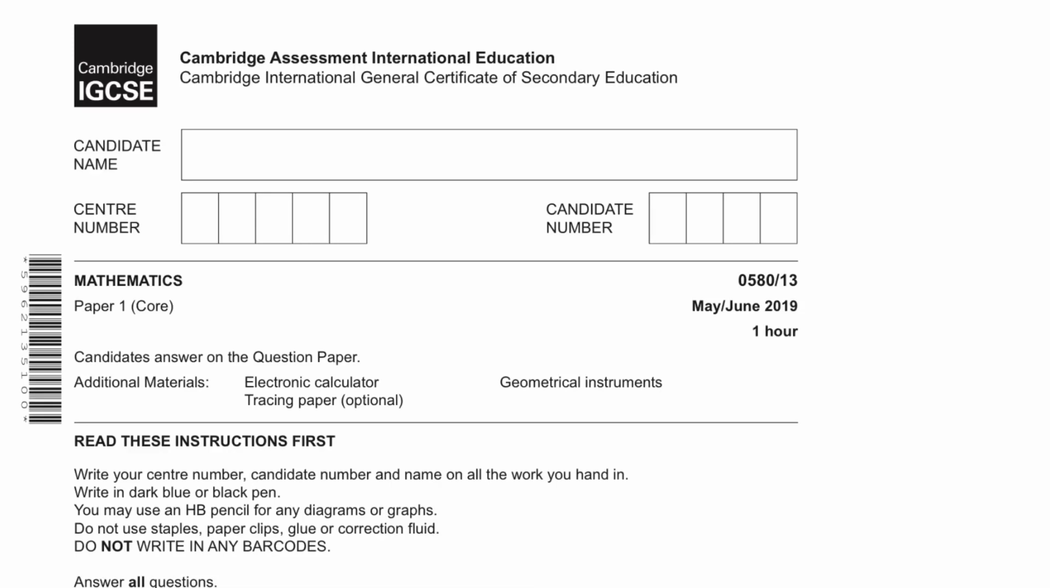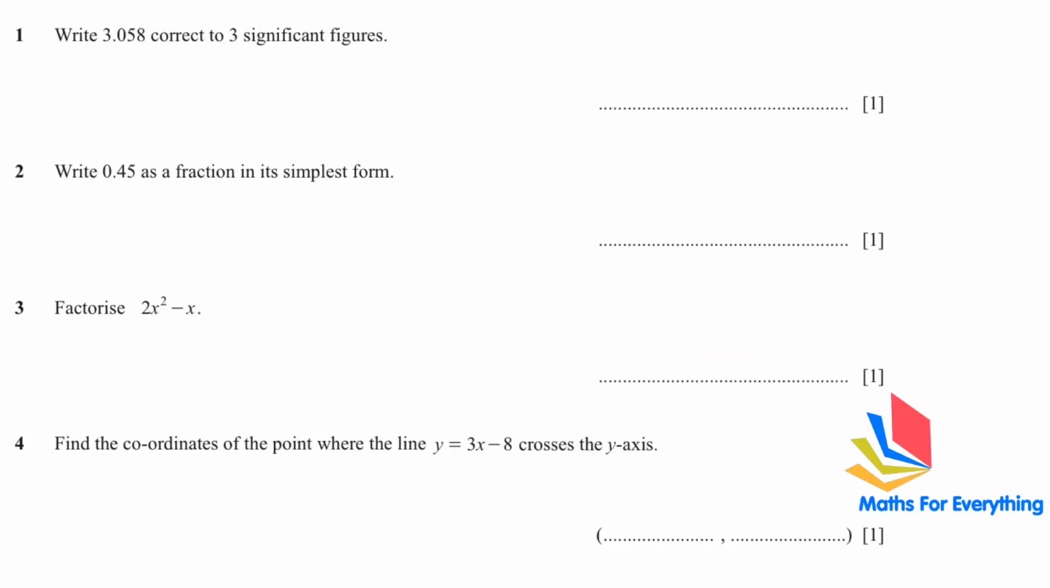Today we are going to solve Cambridge GCSE Mathematics Paper 1 Core 0580 Variant 13 May-June 2019. Let's start the first question.